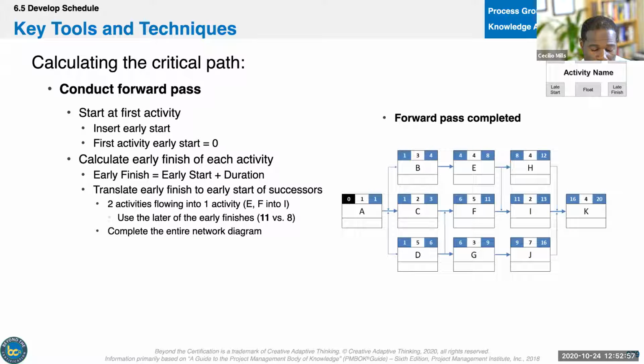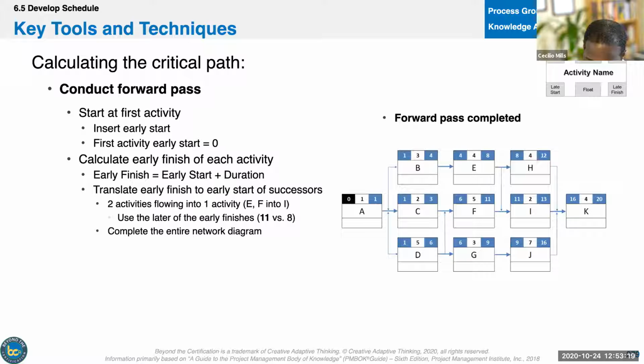So when you do a forward pass, you need to look backwards. When you do a forward pass, you look back, you find all the predecessor activities. You take the one with the biggest number, the one that ends the latest, and you use that as the forward pass. Make sense? Okay, so we follow the same suit here.